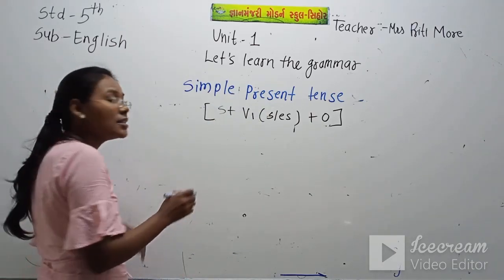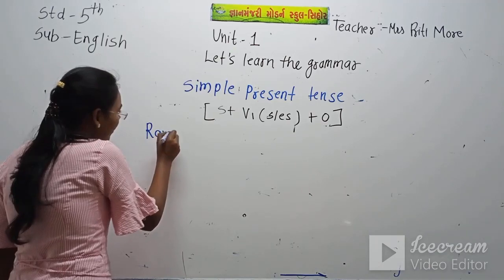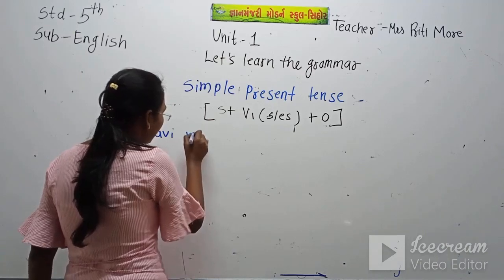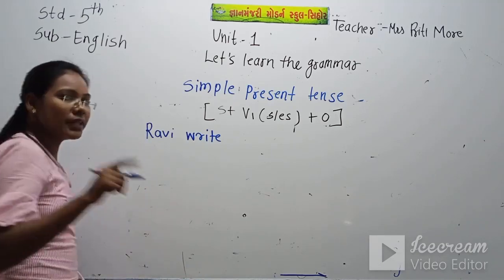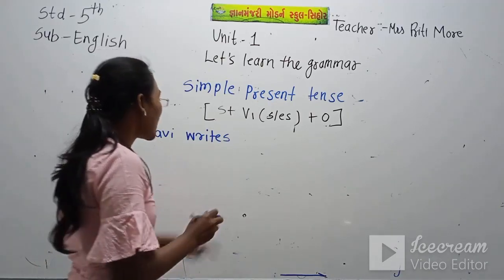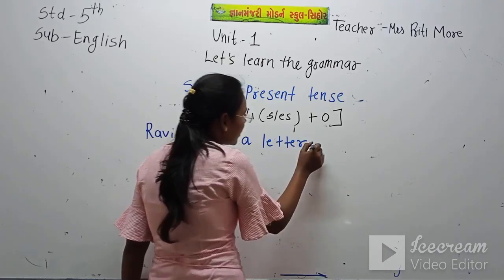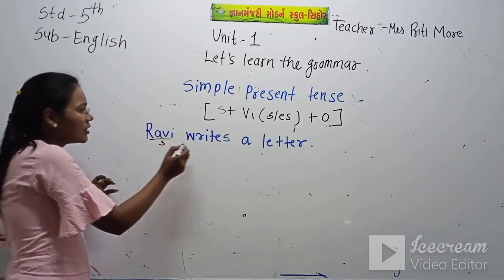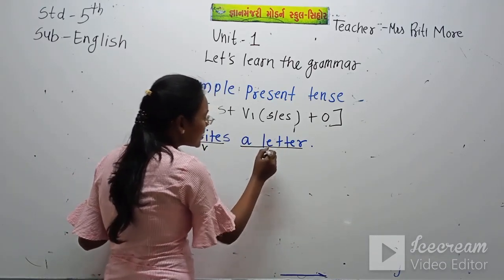First, let's take a subject. If I write here Ravi, any noun you can take, any name. I have written this is the main verb, right, but Ravi is singular. That's why we have to add here s. Ravi writes a letter. So this is the subject, this is the verb, and we add here s, and a letter is our object.